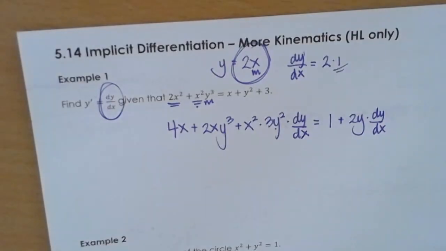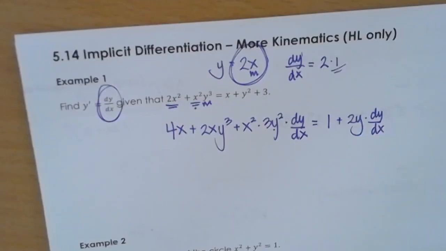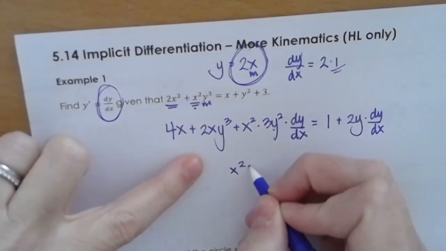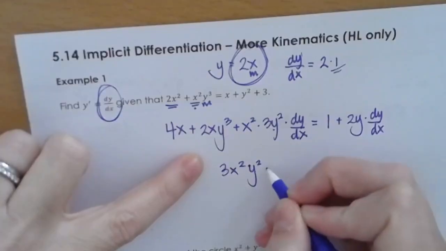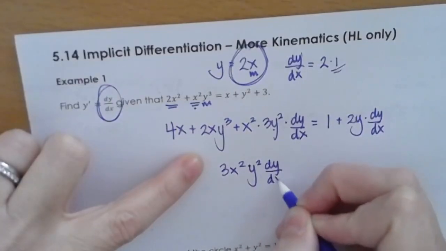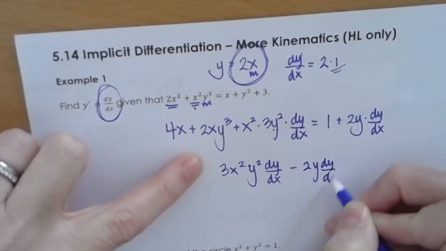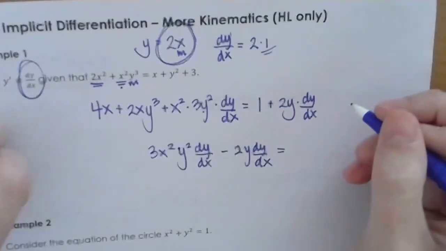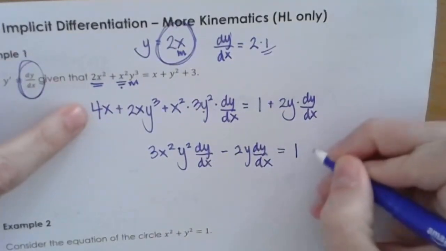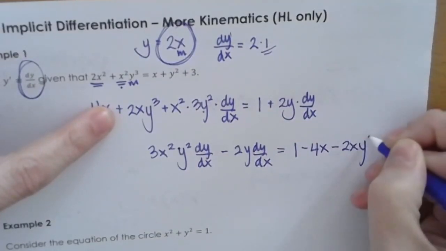So now this is closer to what they want us to find. They want us to isolate that dy dx. They want us to find the derivative in terms of x. So I'm going to leave x squared times 3y squared, so I'm going to call it 3x squared y squared dy dx over here on this side. I'm going to move the 2y dy dx over by subtracting. And then I'm going to move everything that doesn't have a dy dx over to the right-hand side. So the 1 is there. I'm going to do minus the 4x and then minus the 2xy cubed.